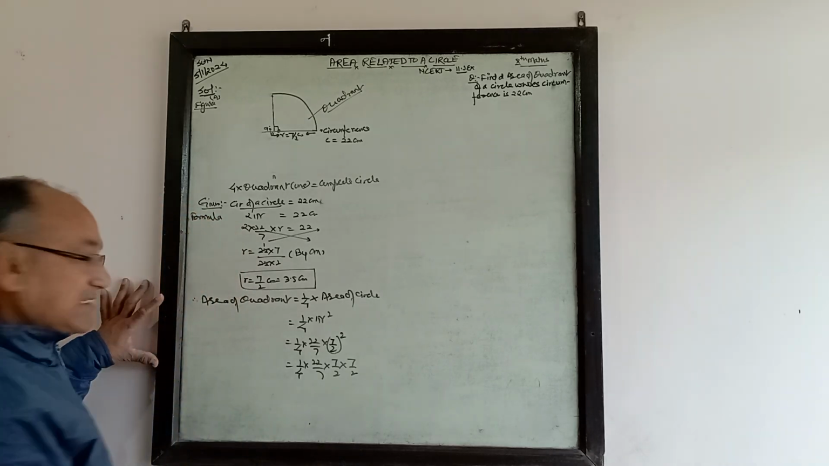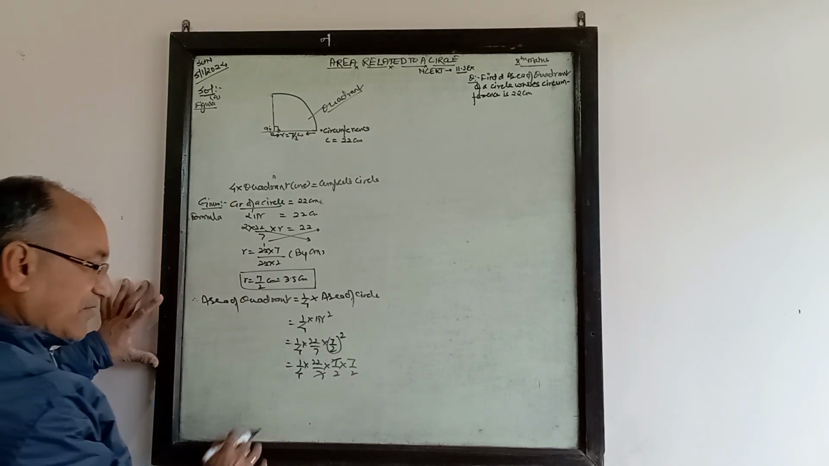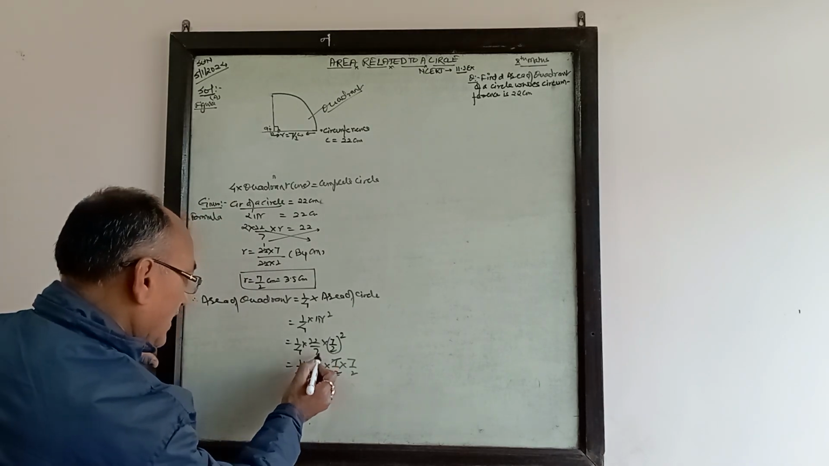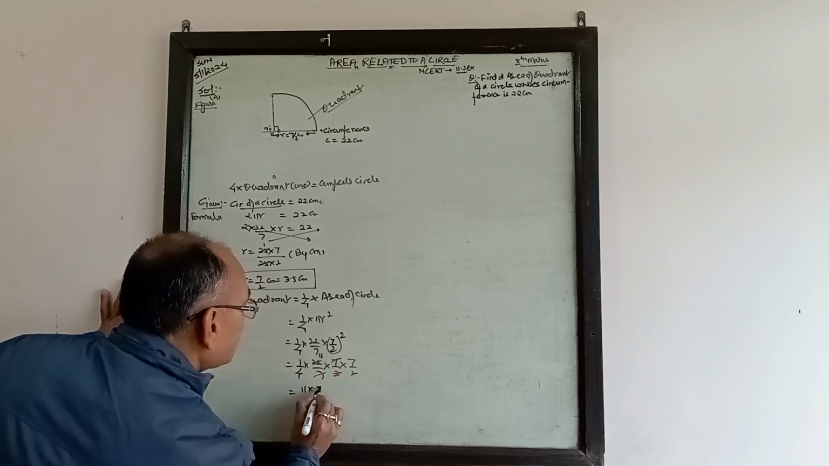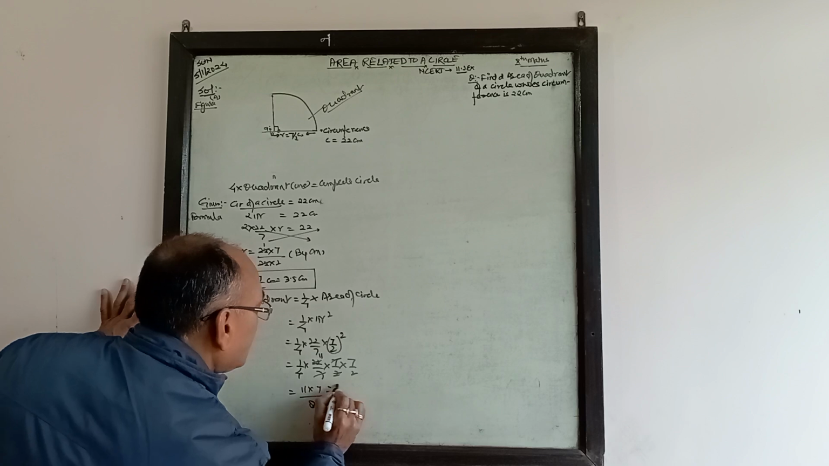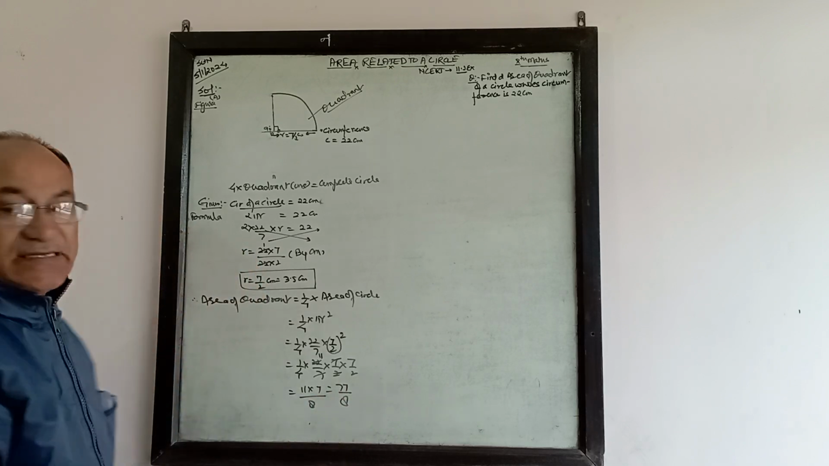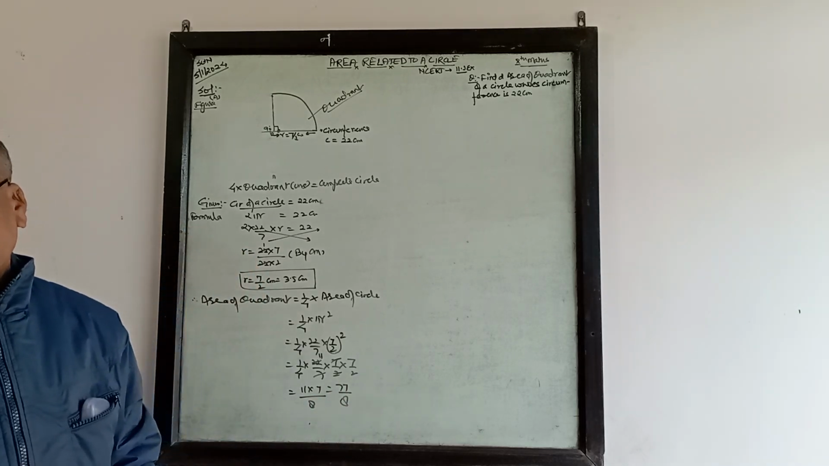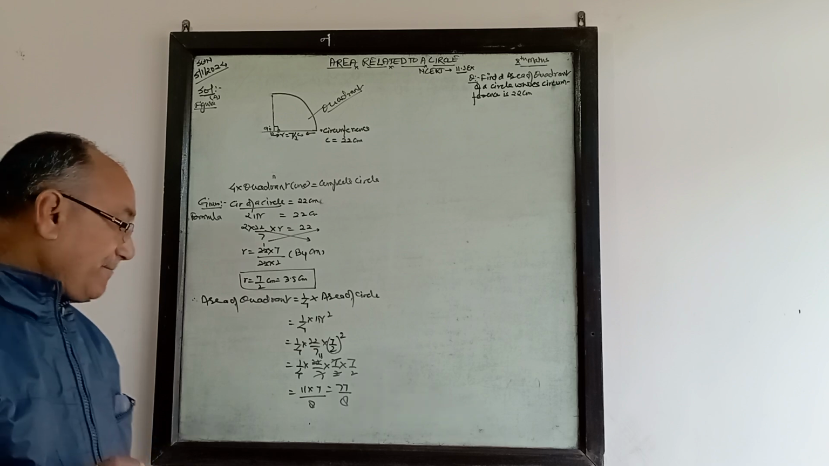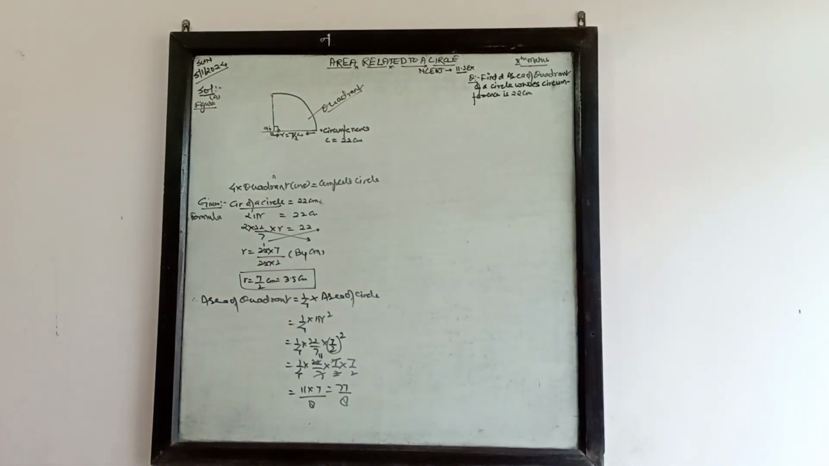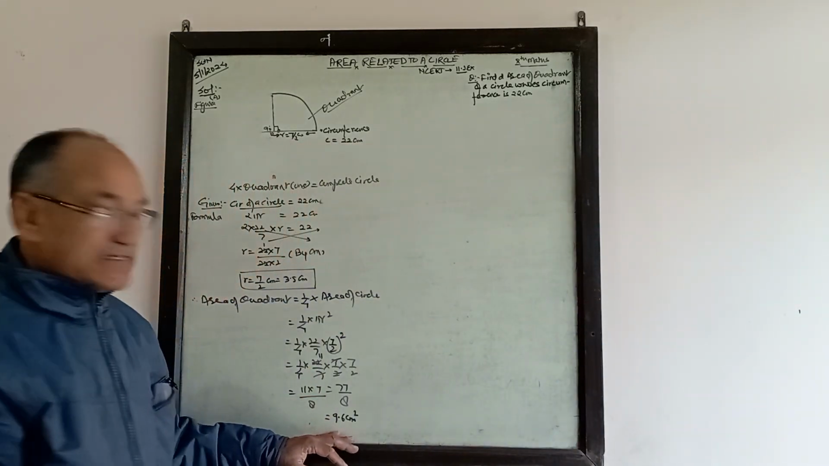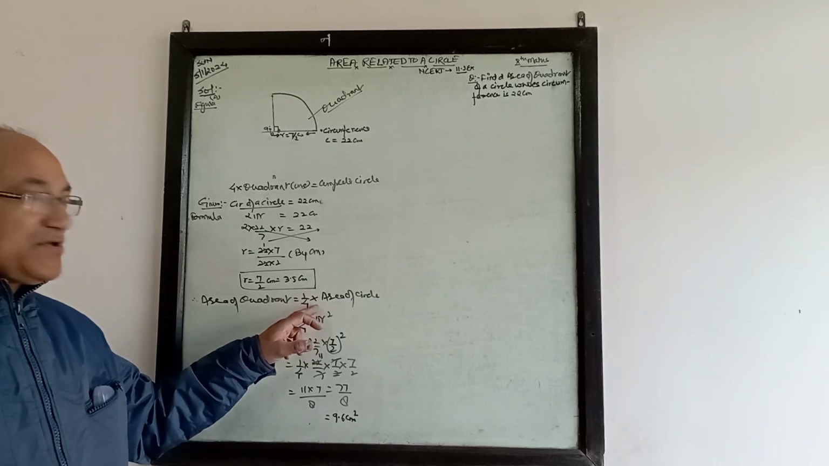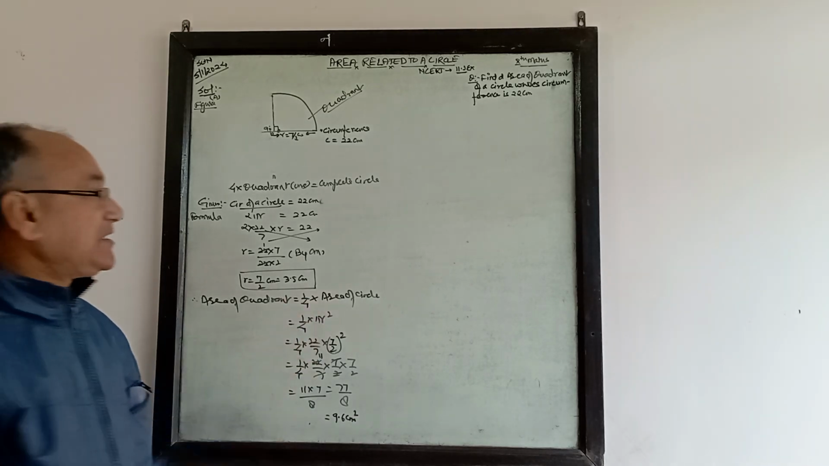Is it clear? 7 and 7 cancel. Now 2 elevens are 22. Now look at this, 11 sevens are 77 upon 8. This is 77 upon 8. Can you divide this? Quickly, divide it. You are saying the area of quadrant is 9.6. You have used this one.